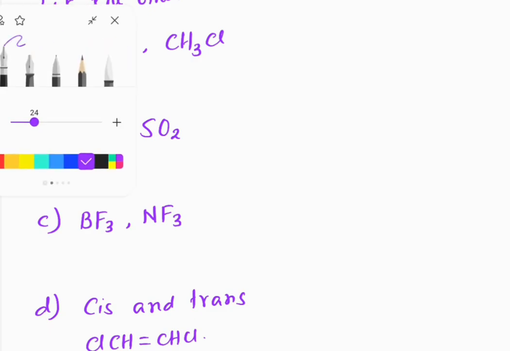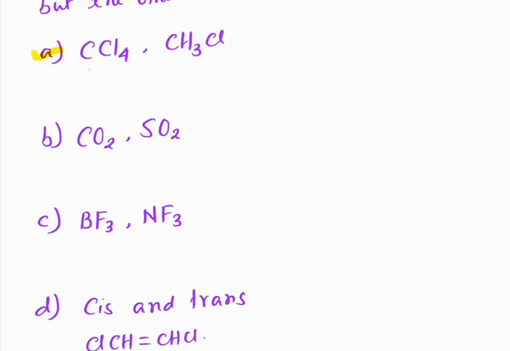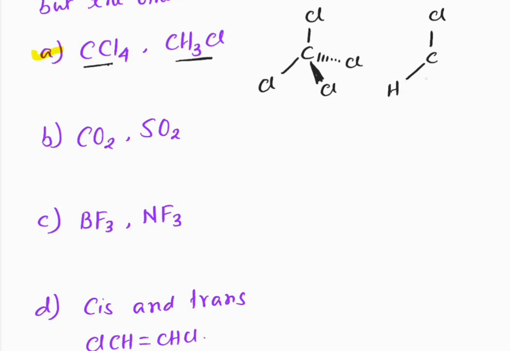In the case of the first pair, you see that two compounds are there. One is CCl4 and the other is CH3Cl. Now if we draw the structure of CCl4 and CH3Cl, say this is the structure of CCl4. This is a tetrahedral structure, you know. This is the structure of CCl4 and this is the structure of CH3Cl. So these are the three hydrogen atoms.